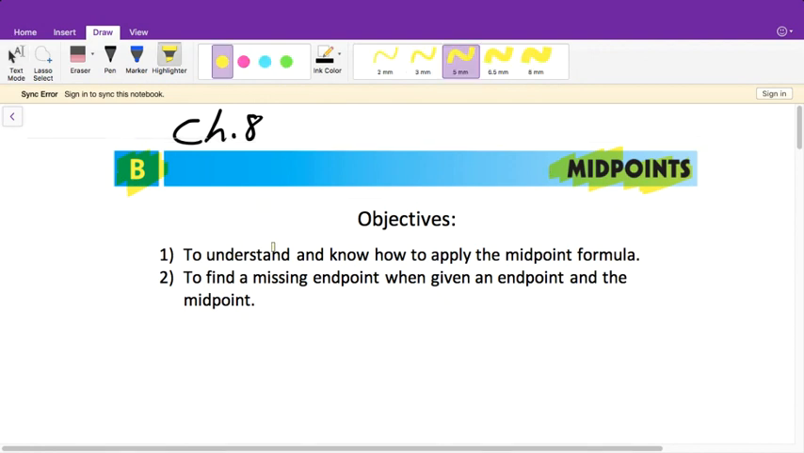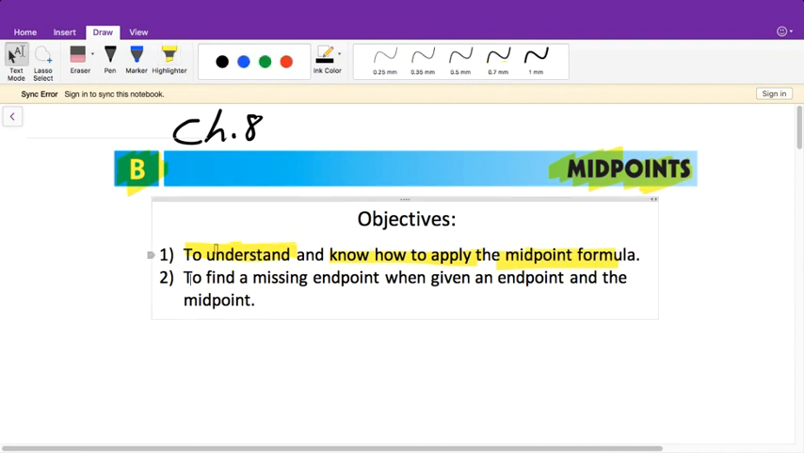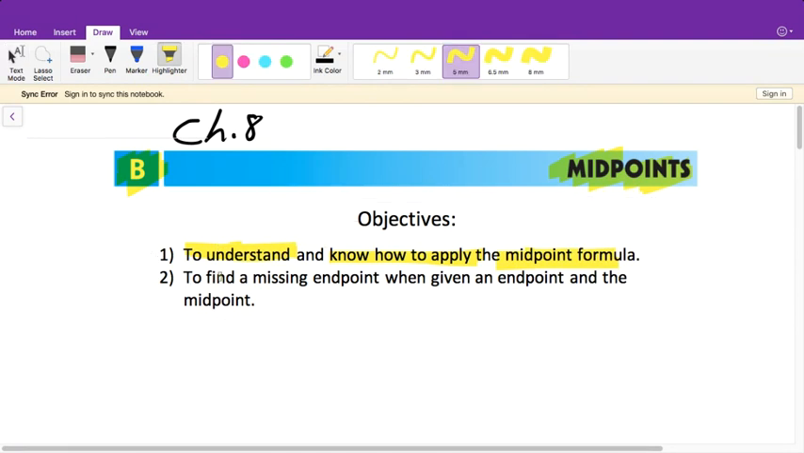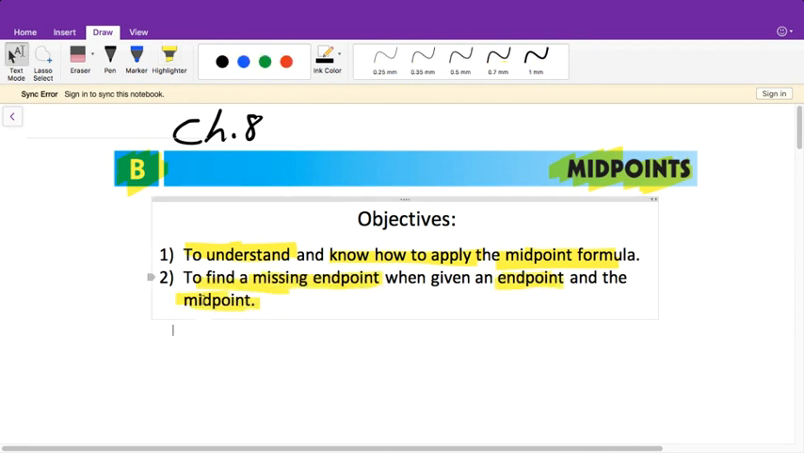Our objectives are for you to understand and know how to apply the midpoint formula. So understand how we're generating the midpoint formula and then how to use it. And then you're also going to be able to find a missing endpoint when you're given one of the endpoints and the midpoint. That's what you need to be able to do by the end of this video. This video should hopefully be very quick. I'm just going to discuss a few things, and there are two examples that we're doing.